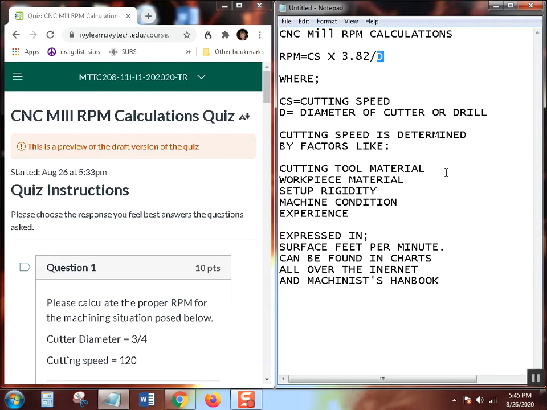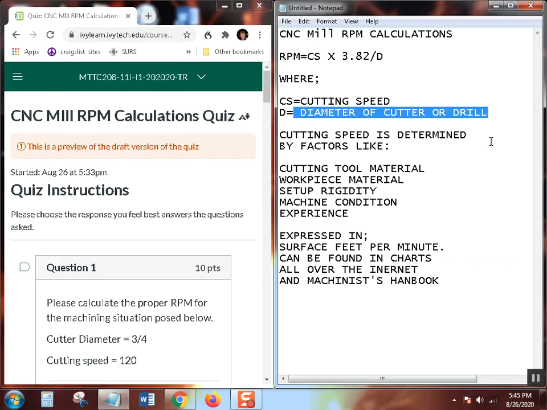Now, I'm going to tell you right now, on some machines, when you input the diameter of a cutter in the controls, some places will be set up for radius and some for diameter. That's a setting you can change yourself on just about any machine. So I don't know where you're going to land. You don't know where you're going to land. All right, so D, again, is the diameter of the cutter or the drill.